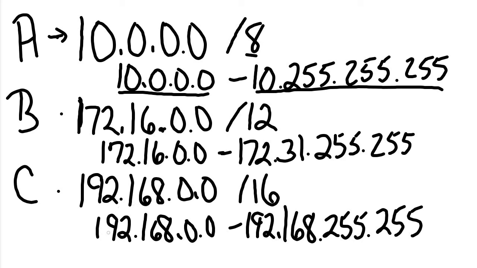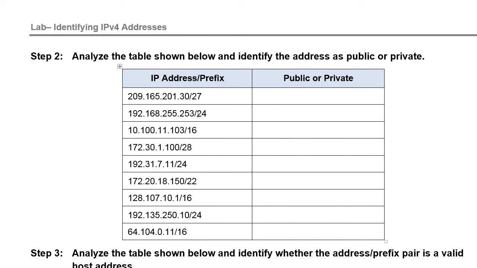So if I start matching and I stop when I don't get a match, then I can tell that this address that I was given is in the private range. So this one I'm going to mark as private. And I just do the same thing for each one of these different addresses.